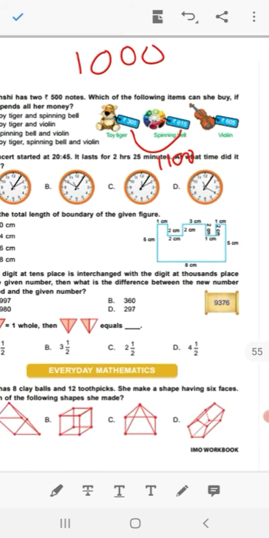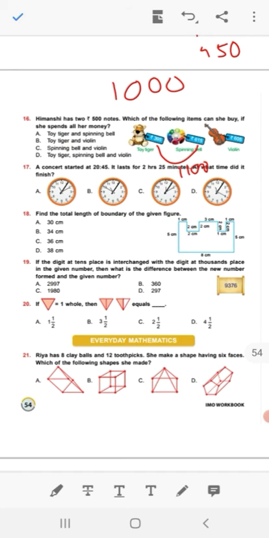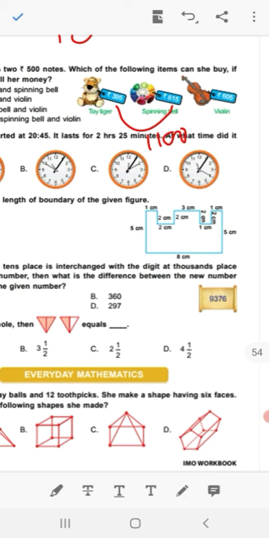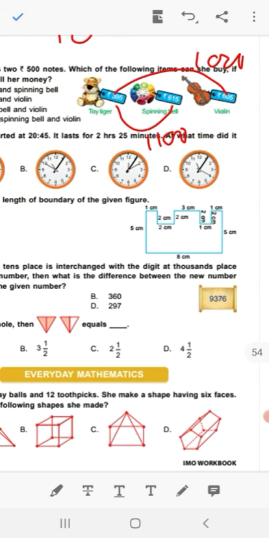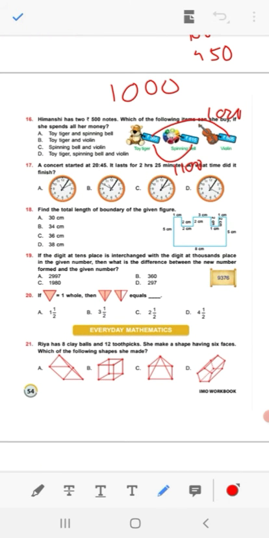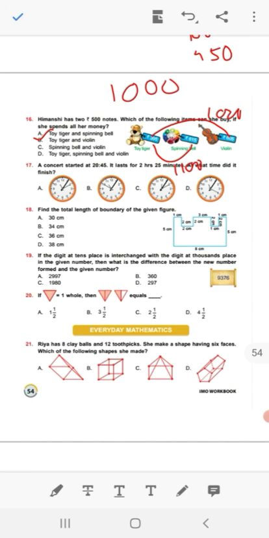Now see option B, toy tiger and violin. What is the total cost of toy tiger and violin? 395 and 605. Adding, we get exactly 1000. So this option is correct here. Option B. Pass to the next question.